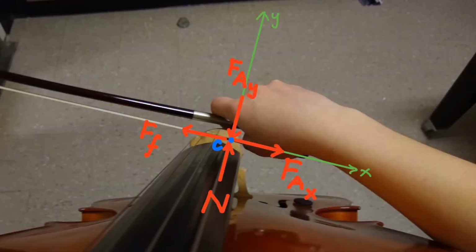This view shows a free body diagram of the bow. When the player's hand is directly above contact point C, there is no distance between their hand and the string. Therefore, the normal force the string exerts on the bow will be the same as the force the player's hand exerts in the Y direction.